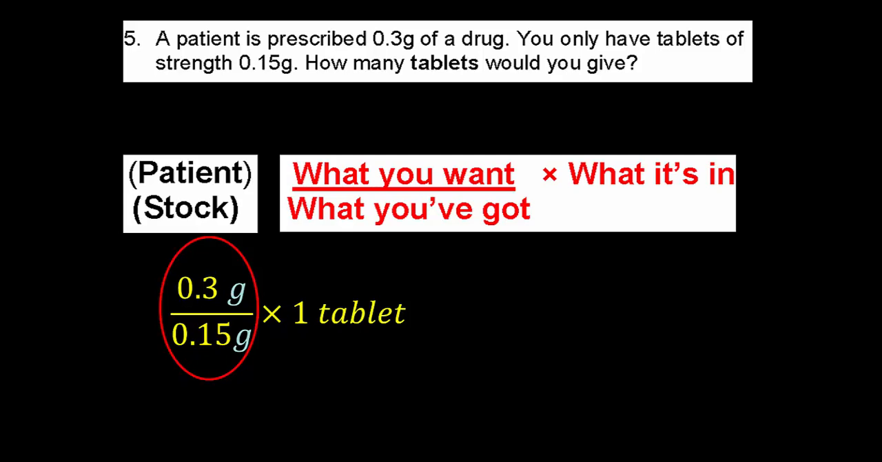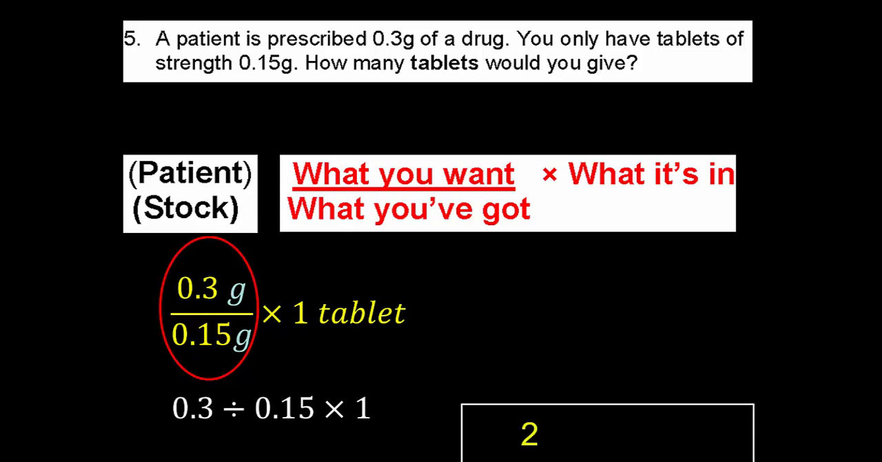So I can get the calculator out and do 0.3 divide by 0.15 times by 1, and you'll see that the answer comes out to be 2. The answer is only 2, and what are the units? Tablets. Many people are a little surprised initially when they see this answer because it doesn't feel right, but that's because we're not comparing the numbers 3 and 15, we're comparing the numbers 0.3 and 0.15.